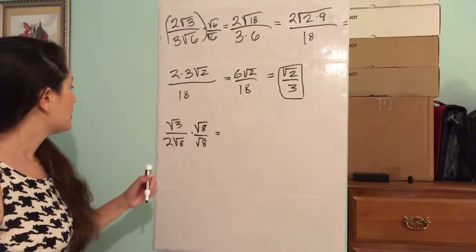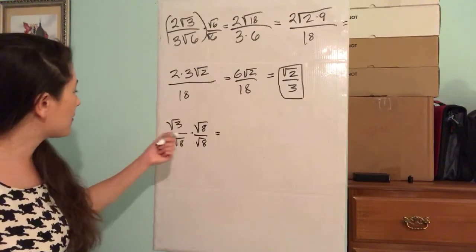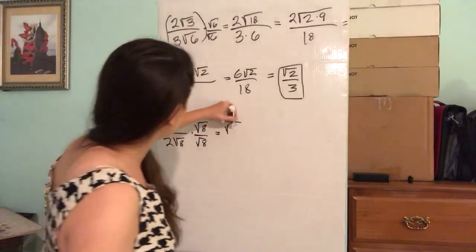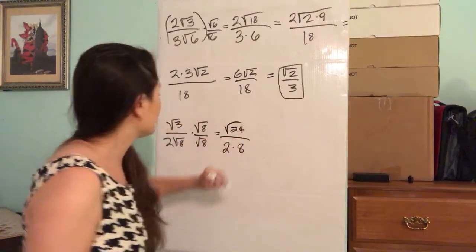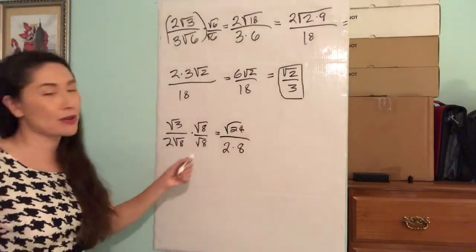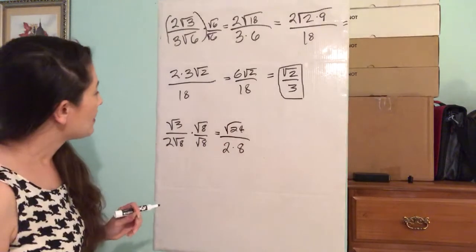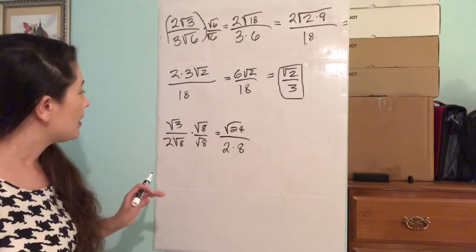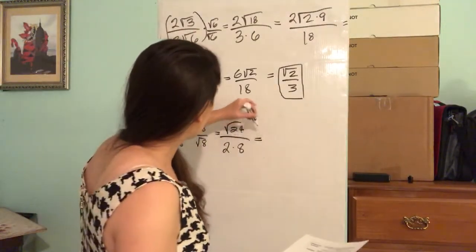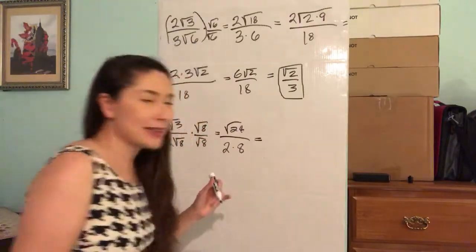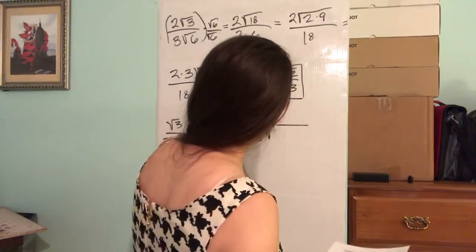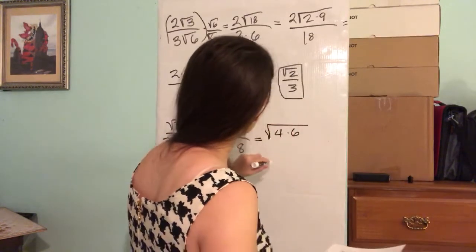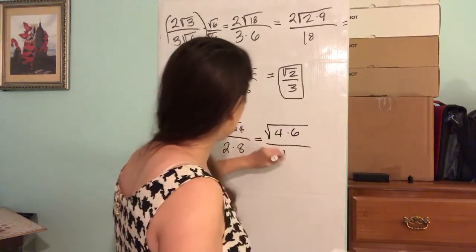Okay. So square root of 3 times square root of 8 is square root of 24. And on the bottom this is going to be 2 times 8, right? Square root of 8 times square root of 8 is 8. Okay, we got square root of 24 on the top. Can we break that down? 24 can be broken down into 4 times 6, right? And on the bottom we have 16.